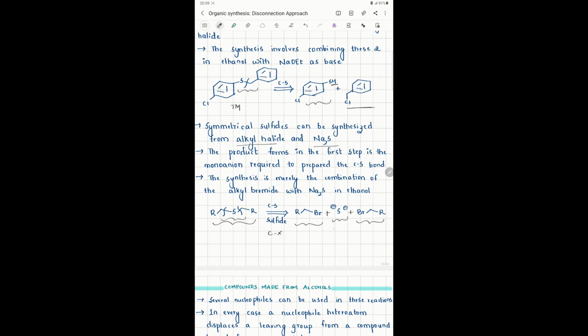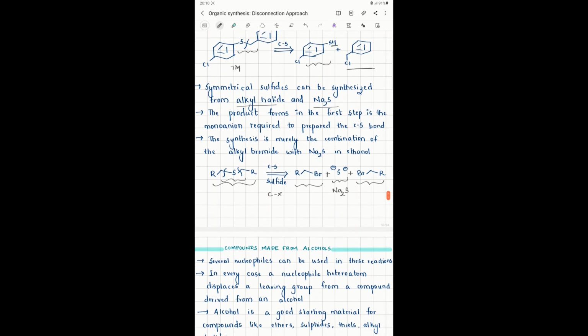How do I achieve this dianion system? When I convert that into sodium sulfide. So sodium sulfide reacts with 2 moles of alkyl bromide to give me the symmetrical sulfide system. Unsymmetrical sulfide systems and symmetrical sulfide systems could be done under a one group C–X system through a retrosynthetic analysis.